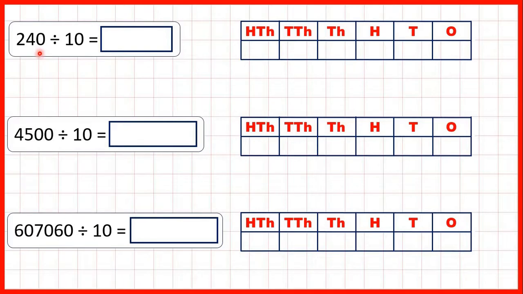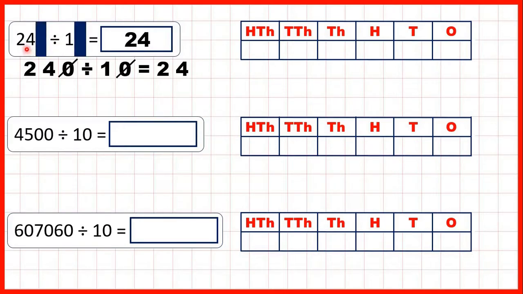Now for these questions, we need to divide a multiple of 10, so a number that ends in a 0, by 10. First, we have 240 divided by 10. That's 24, because what we can do with division problems where we have end zeros is cancel the end zeros, and then we have 24 divided by 1, and any number divided by 1 is just that number. So our answer is 24. 240 divided by 10 gives us the same answer as 24 divided by 1.